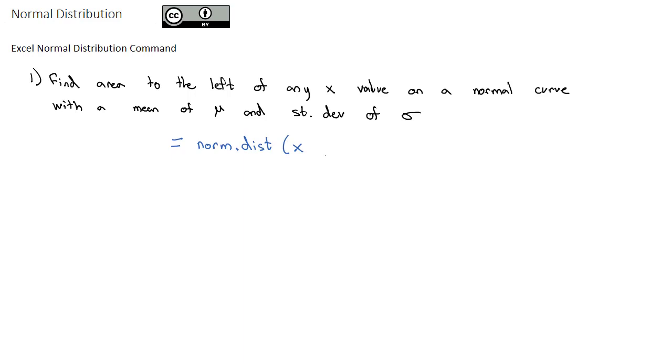We'll use the x value that we want the area to the left of, comma, the average for the distribution, comma, the standard deviation for the distribution, comma, true. Close the parentheses, and with all that in parentheses, it should give us the area to the left of our x value. Let's try a few examples.